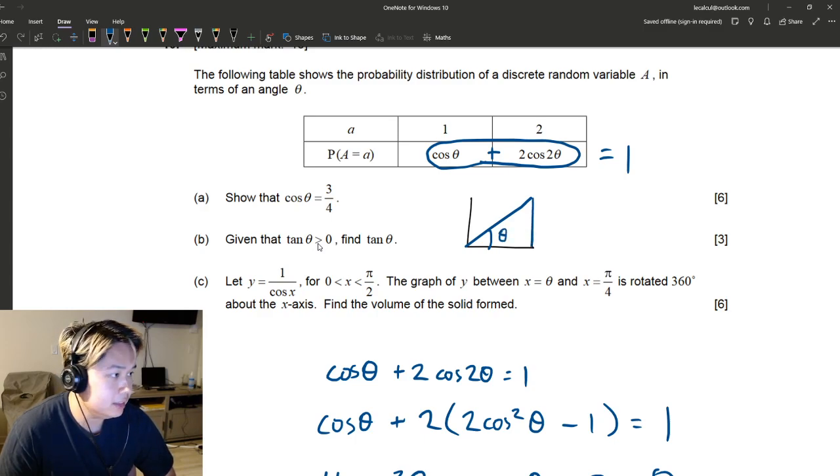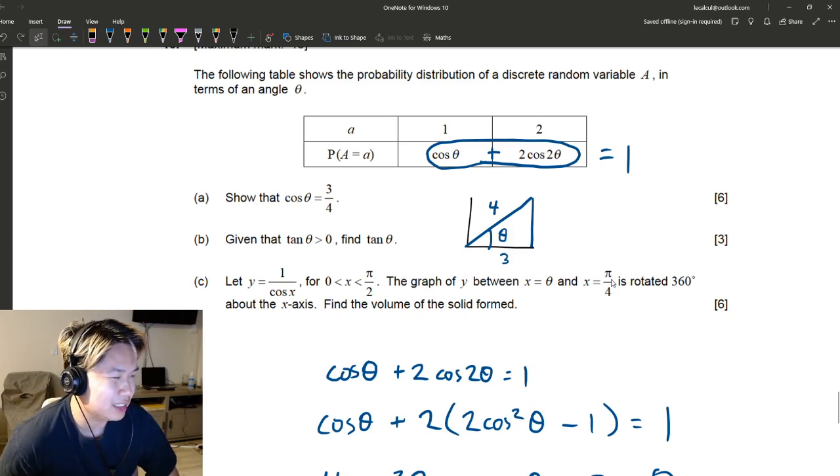And then given what you know, right? Cosine's 3 over 4, so that means that the adjacent side over the hypotenuse is 3 over 4. So we can build a right triangle like this. If we want to find tan, then we need to get the opposite side and divide it by the adjacent side. So we just need to do a little bit of Pythagoras.